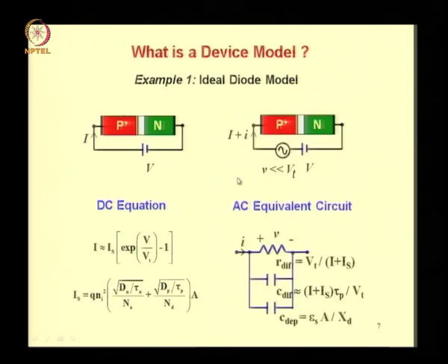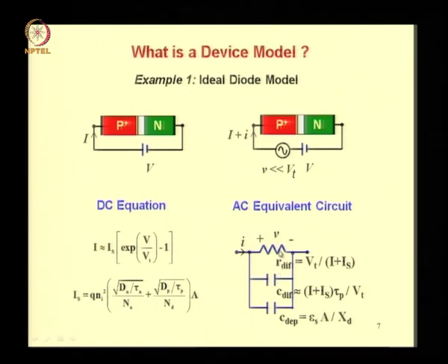Let us look at the AC model. So here you have applied a DC voltage in series with a small signal AC voltage. Consequently, you get a DC current I and a small signal current small i. The AC equivalent circuit expresses the relation between small i and small v. This relation is expressed in terms of an equivalent circuit. So if you apply a voltage across this combination of resistance and capacitances, then whatever current results is the small signal AC current.